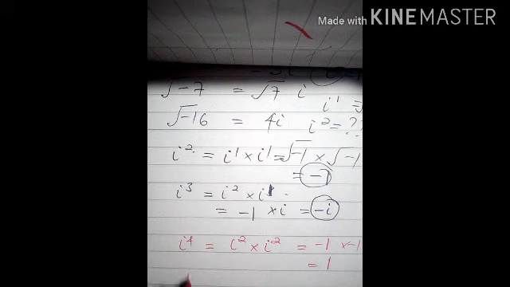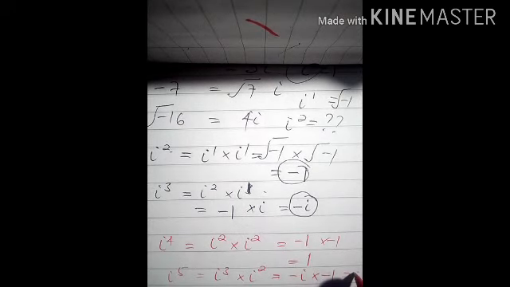Let's do i to the power 5. i to the power 5 will give us i to the power 3 times i to the power 2, where i to the power 3 gives us negative i, and i to the power 2 gives us negative 1. So that will give us an answer of what? i.